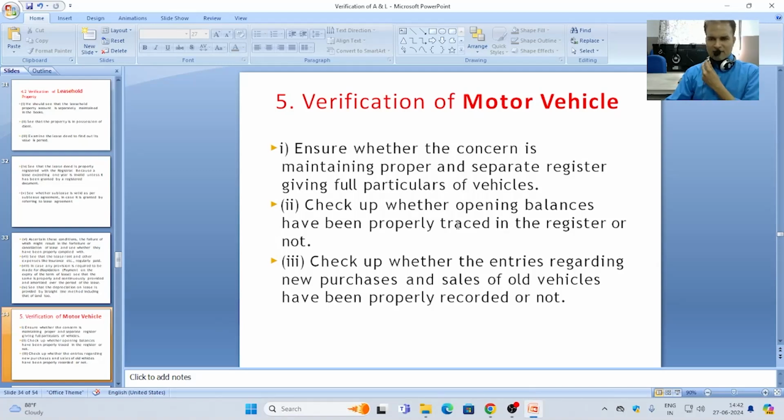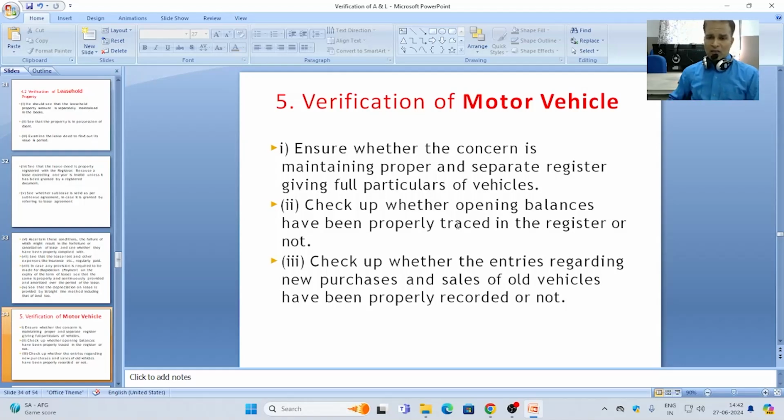Next asset is motor vehicle. Let me discuss some points regarding the verification of motor vehicle by the auditor. The first is the auditor should ensure whether the business concern is maintaining a proper and separate register giving full particulars of the vehicles. If there is more than one vehicle, then a list should be received by the auditor from the management of the business concern.